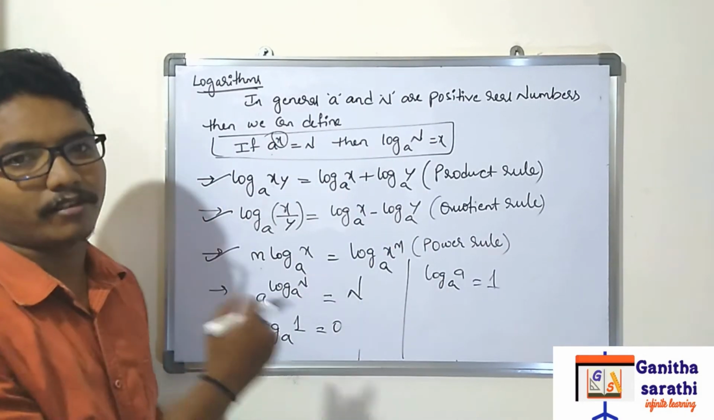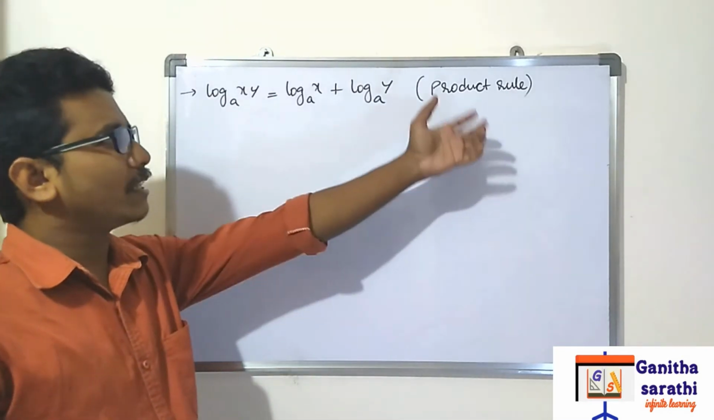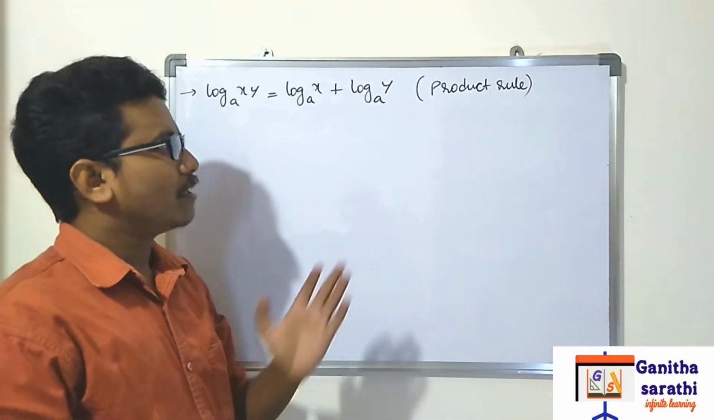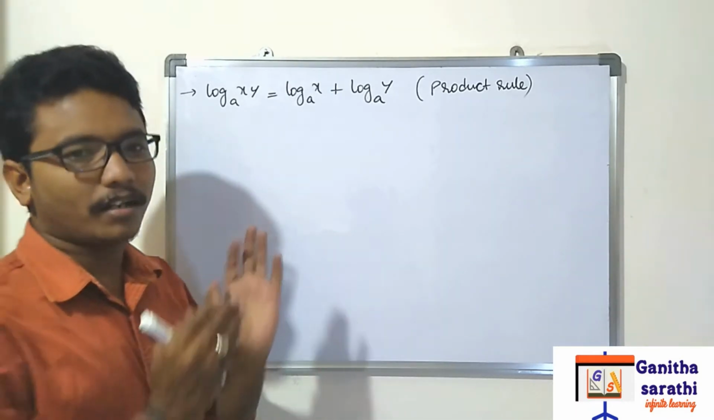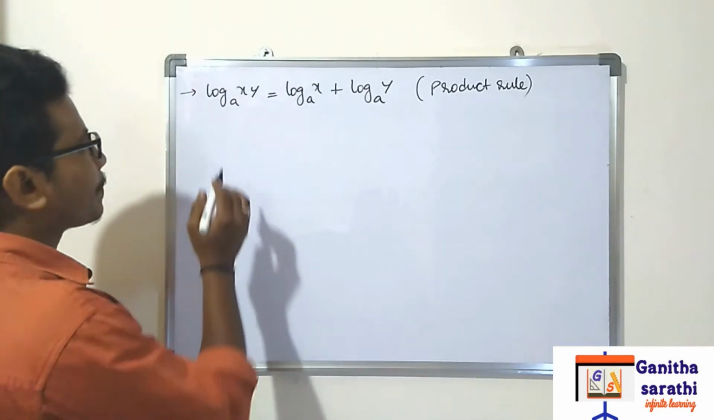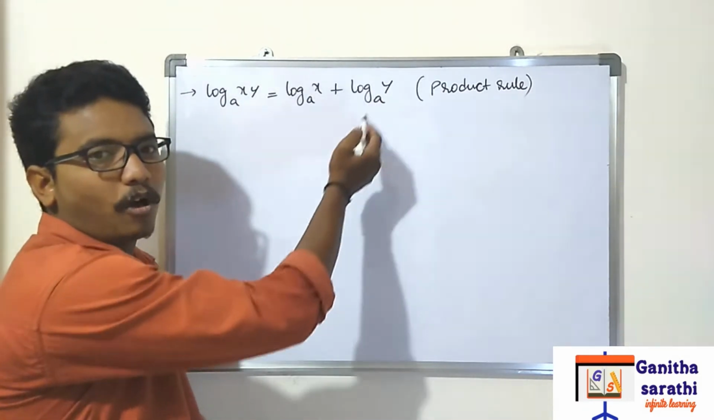Okay, let us see that one. Now see the proof of product rule. For 10th class students, definitely you will be getting a 1 mark question of these proofs. Okay, these are very simple, but listen carefully. Now see, log of x into y to the base a is equal to log x base a plus log y base a.